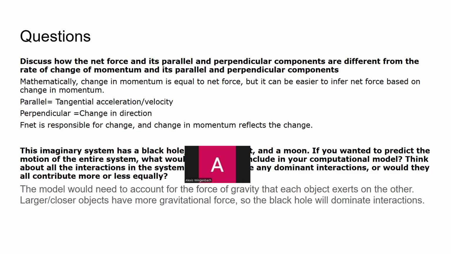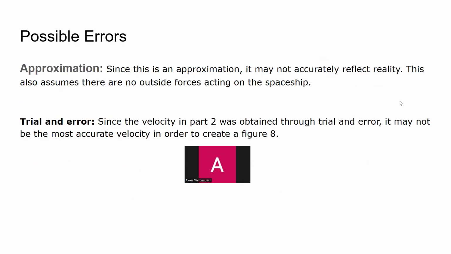Net force is going to be responsible for the change. Net force causes a change in motion, and momentum is the reflection of that change. For part 2, it asks, what would be different if we had a black hole in the system? The answer is the model would need to account for the force of gravity of all the objects, and larger or closer objects have more gravitational force, so the black hole will dominate the interactions of these other two.